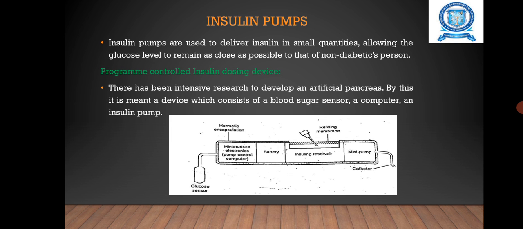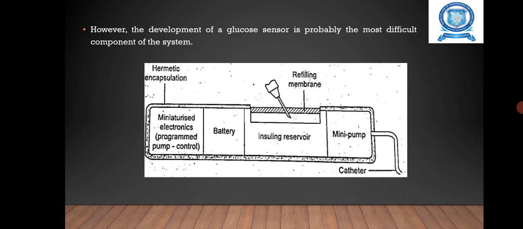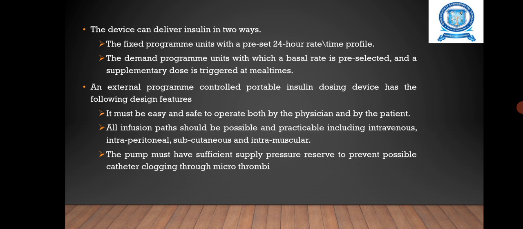Then a more practical approach has been followed to develop a program controlled insulin pump, as shown in the following figures. The device can deliver insulin in two ways. First, the fixed program units with a preset 24-hour rate per time profile. Second, the demand program units with which a basal rate is pre-selected and a supplementary dose is triggered at meal times.